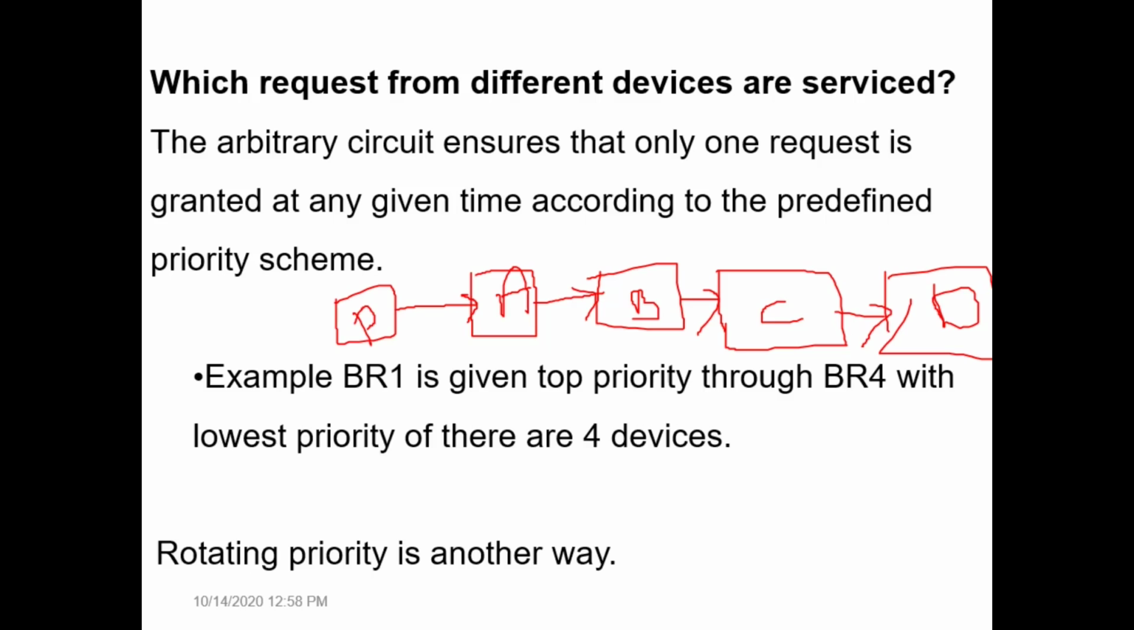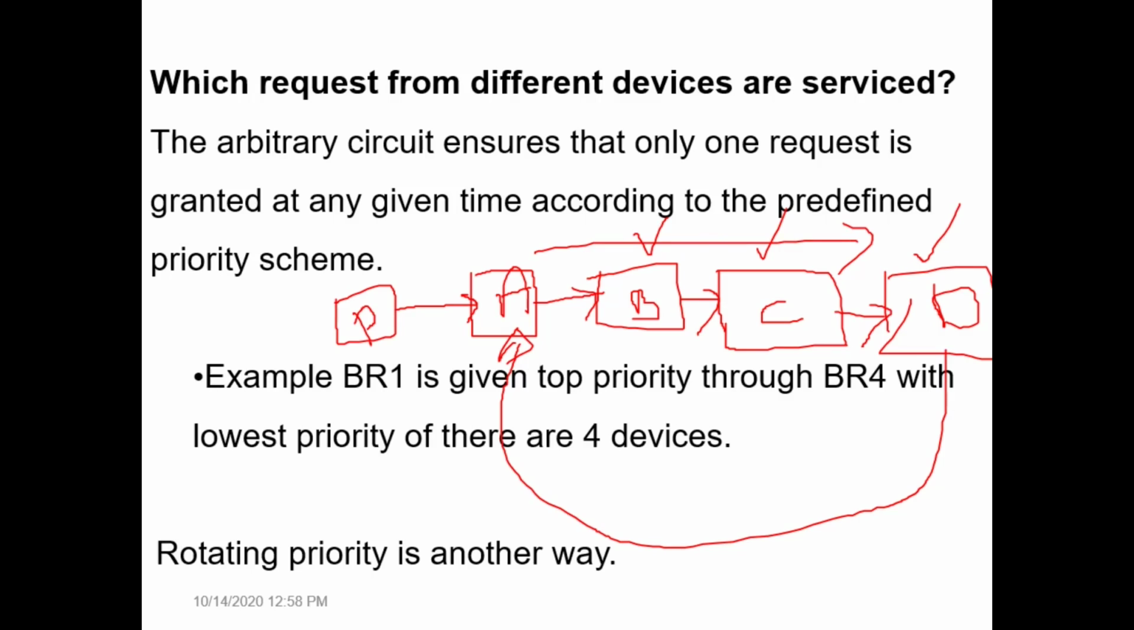After a particular time or number of arbitration processes are done, the positions of A, B, C, D are shifted. Means priority is rotated. The highest priority, which initially was with A, will now go to B. So B has the highest priority. B's priority will go to C, C's priority will go to D, and D's priority will be assigned to A. Means the priority is rotated.